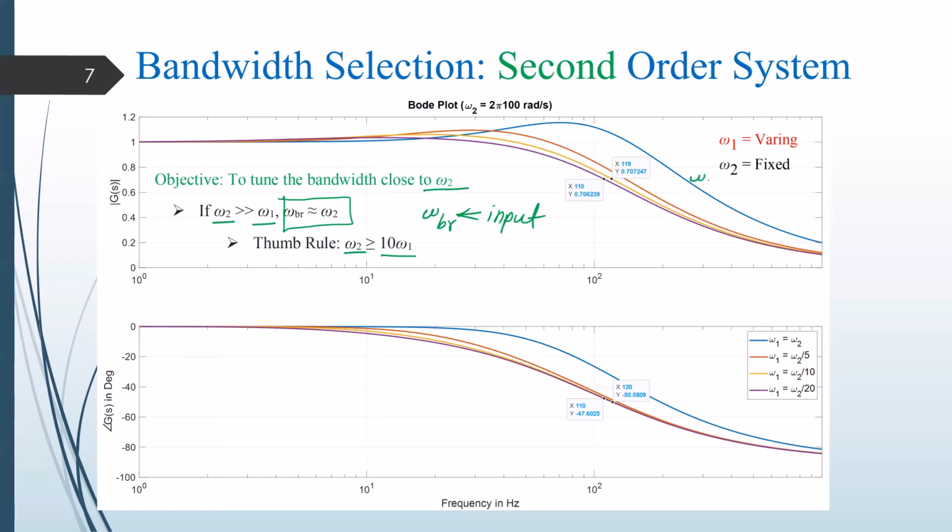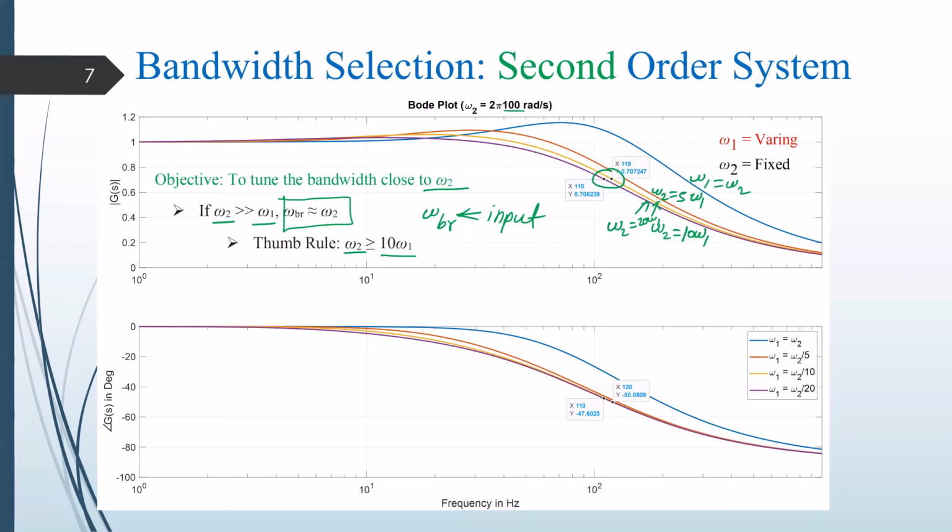Here we have the bandwidth of the different cases. So for this case we have omega 1 is equal to omega 2, and for this case we have omega 2 is equal to 5 times omega 1, and for this curve we have omega 2 is equal to 10 times omega 1, and then for this case we have omega 2 is equal to 20 times omega 1. And you can clearly see that the omega 2 is placed at 100 Hz. And if you see the bandwidth, then the bandwidth is not very far away from the intended frequency.